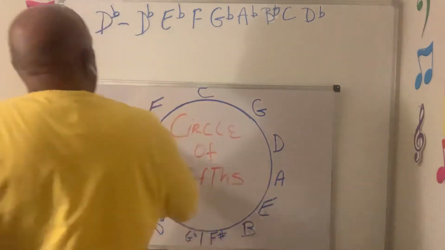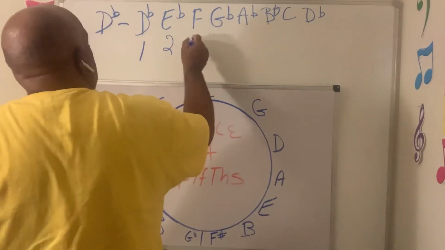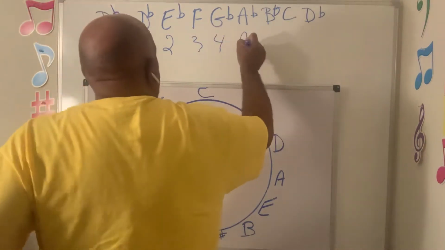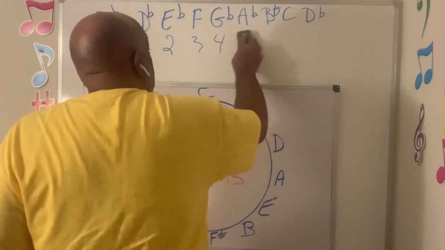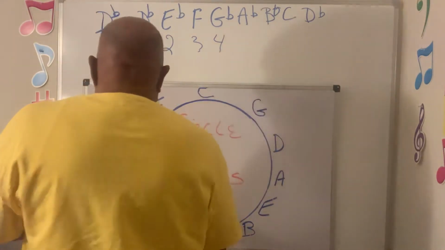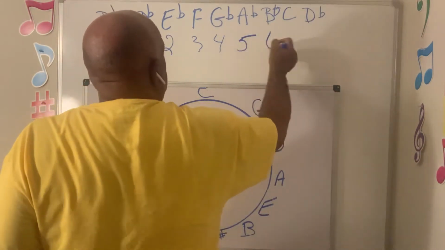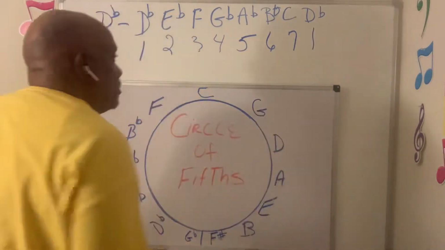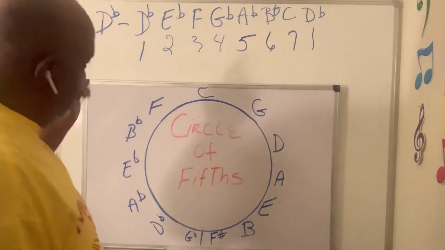Now let's put the number system under it. D flat is the 1, E flat is the 2, F is the 3, G flat is the 4, A flat is the 5. A flat is the 5, B flat is the 6, C is the 7, and then back to the 1, which is D flat. Okay, so that's the D flat scale.